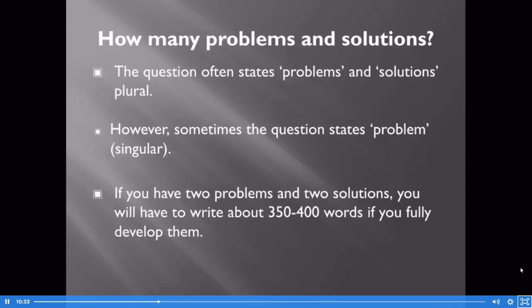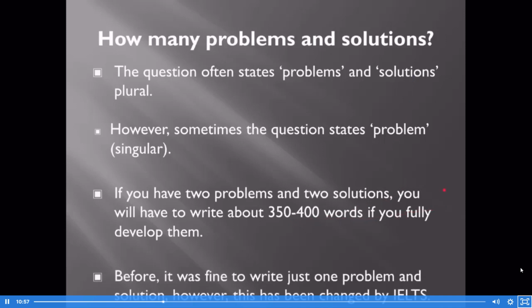So in the past, our rule has been to just use one problem or one solution and fully develop that problem or that solution. Because if you add in too many, even if it says problems and solutions, then to fully develop that and satisfy the marking criteria, you're going to have to write nearly 400 words and you just won't have time to do this. So before, it was fine to write just one problem and solution. However, this has been changed by IELTS.